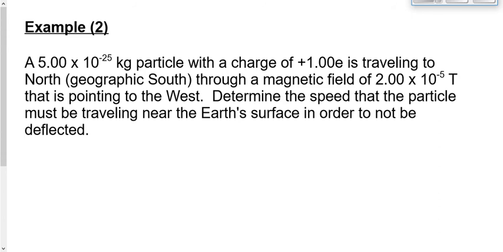The question says a 5 times 10 to the negative 25 kilogram particle with a charge of plus 1e, which of course we know means 1 times the elementary charge, or 1.60 times 10 to the minus 19 coulombs, traveling north or geographic south through a magnetic field. Sorry, this should say magnetic south, not geographic south, magnetic south, through a magnetic field of 2.00 times 10 to the negative 5 Tesla pointing to the west. What's the speed of the particle that it must be traveling near the Earth's surface to not be deflected?